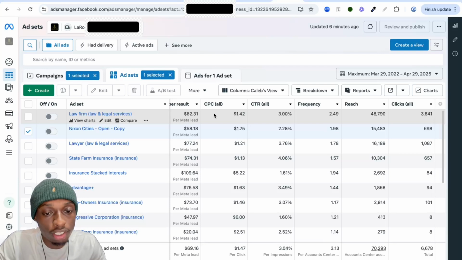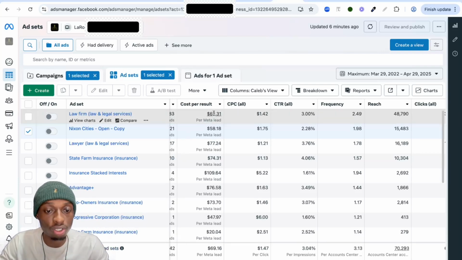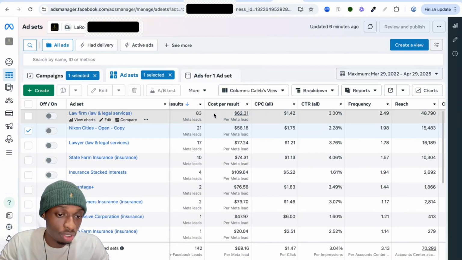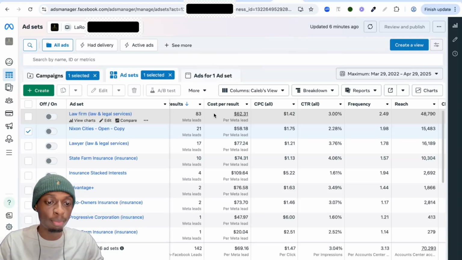Okay, now let's move on. We're not going to talk about optimizing. We're just going to talk about what the metrics are. Next metric is going to be the cost per result. Cost per result is the king, right? You want to be getting the lowest cost per lead as possible. That's how you determine whether or not your ads are performing well.